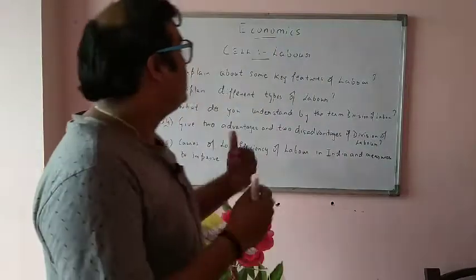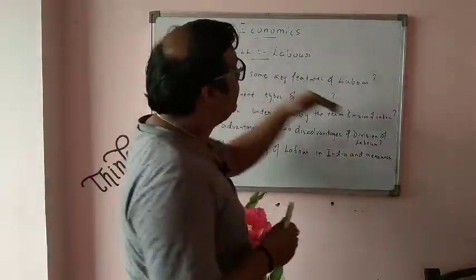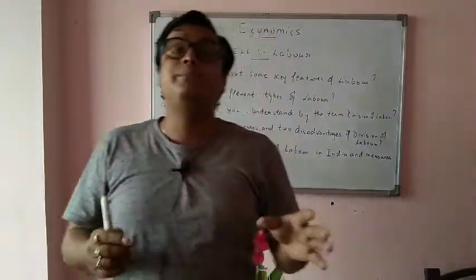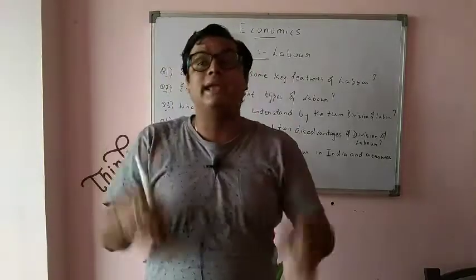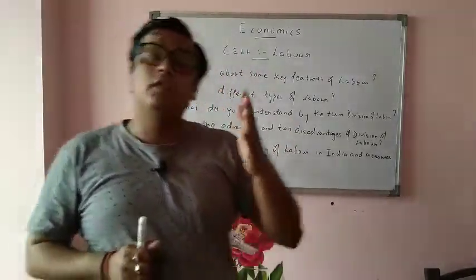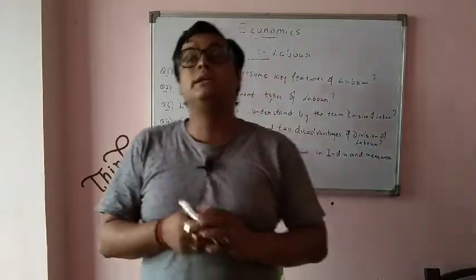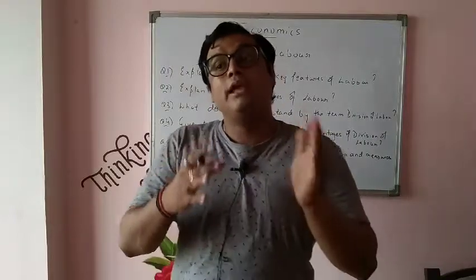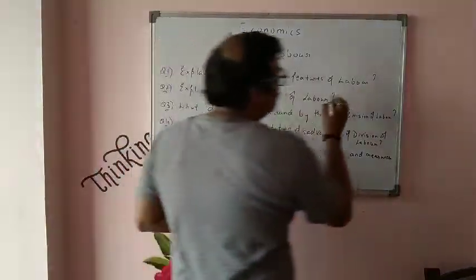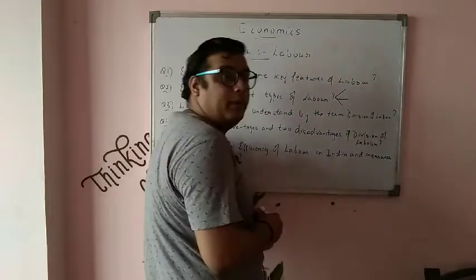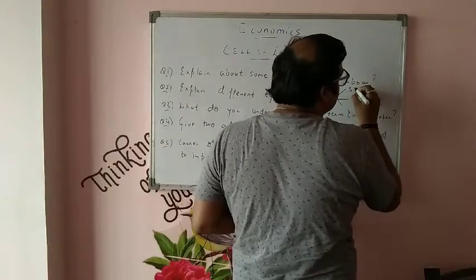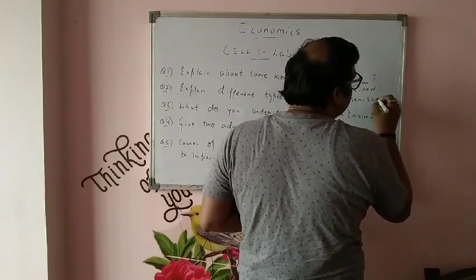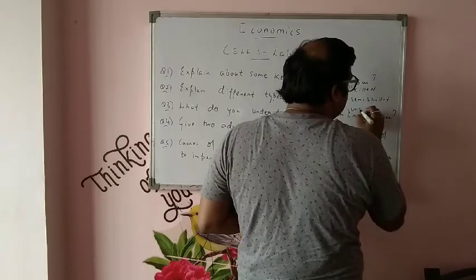Next, what is the other question that arises? Explain the different categories of labor. Just now we were talking that labor is of three different categories. We told you that labor is all those persons who are engaged in economic activity, correct? So labor is classified into three parts: skilled, semi-skilled, and third, unskilled.